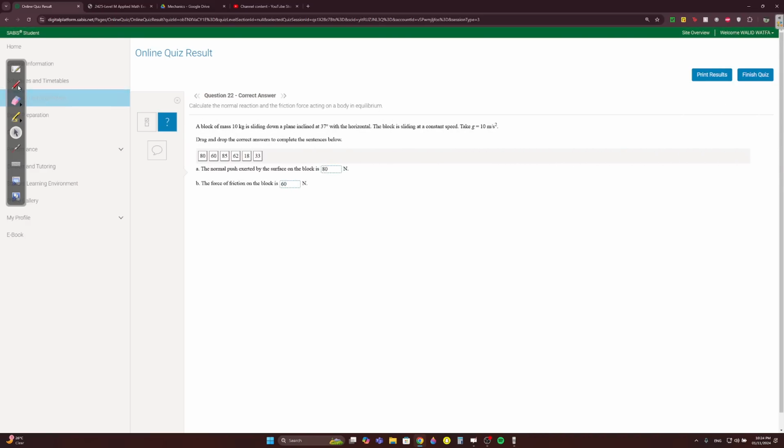A block of mass 10 is sliding down a plane inclined at 37 degrees with the horizontal. I'm going to draw it for you like this. It's sliding down, so it's accelerating to the right. The block is sliding down at a constant speed, a equals 0. Find the normal push and the force of friction. Let's be fast. Let's not waste our time.